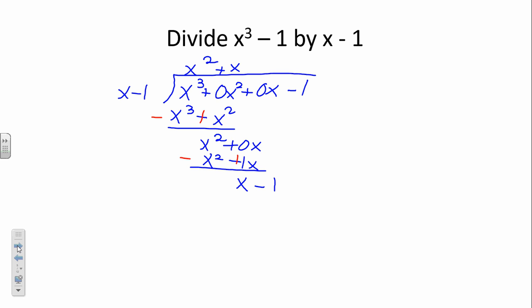What do I have to multiply x by to get x? 1. And so I get x minus 1. If I change my signs, finally I get a remainder of 0. Okay, so I don't have to write that plus fraction at the end. Which means that x minus 1 is a factor of x cubed minus 1. And the remaining polynomial that we have left is x squared plus x plus 1. Questions you have on this slide? Everybody feels good about long division with polynomials? Okay.